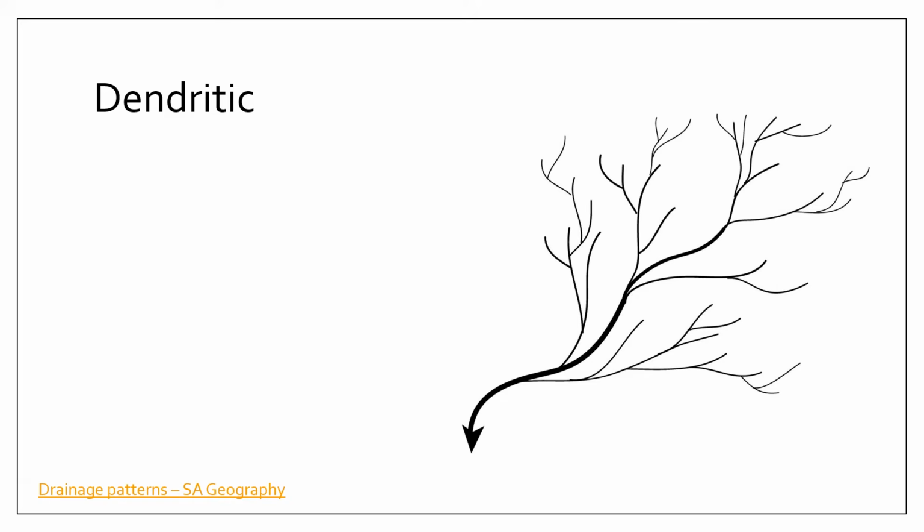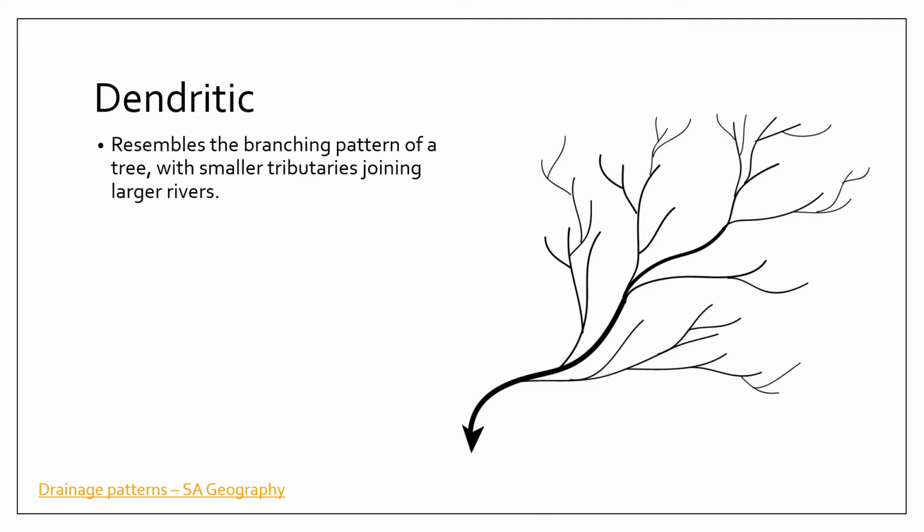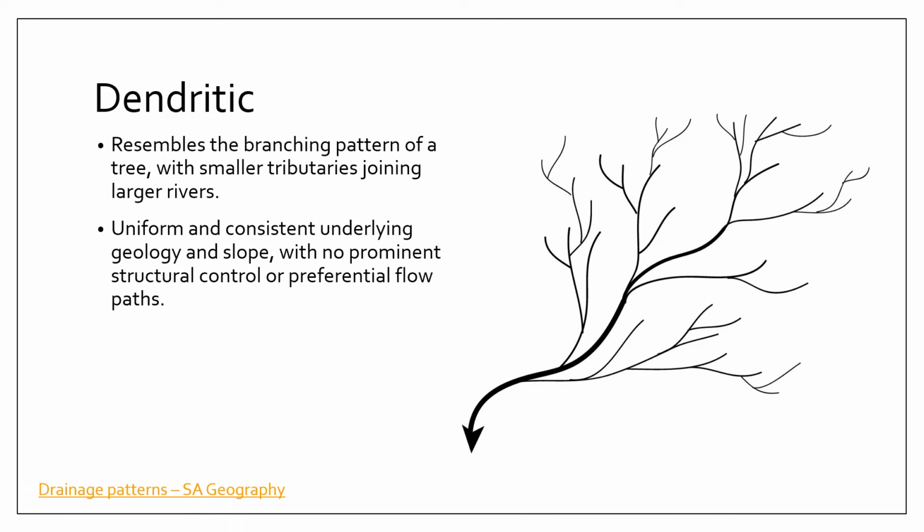We've got dendritic, which resembles the branching pattern of a tree with smaller tributaries joining larger rivers. It has uniform and consistent underlying geology and slope with no prominent structural control or preferential flow paths. Basically, because it's relatively even ground, there's nothing particularly unique about the land the drainage basin is on. It leads to this very common pattern where lots of small rivers join much larger rivers, eventually joining the main river.